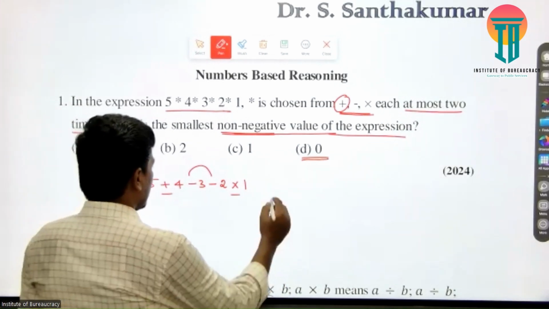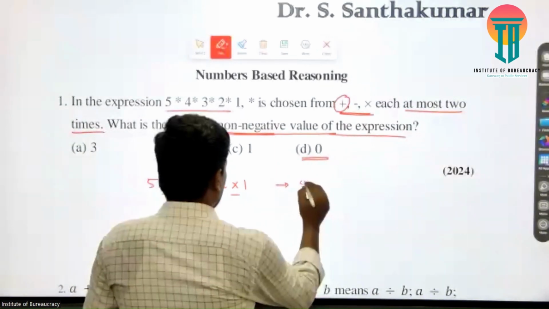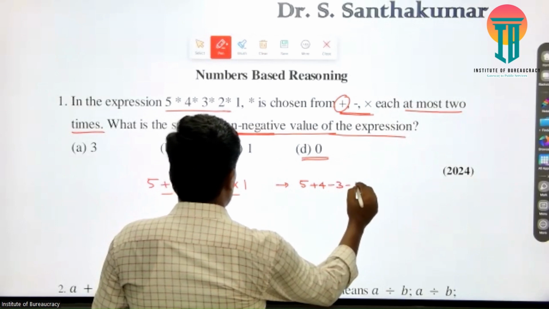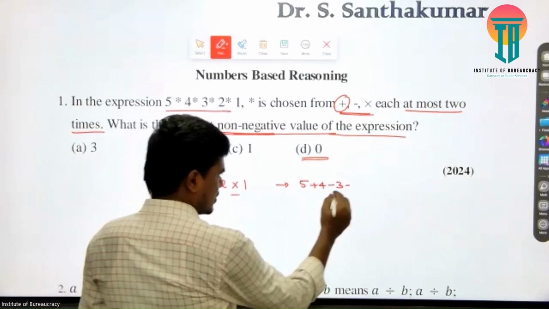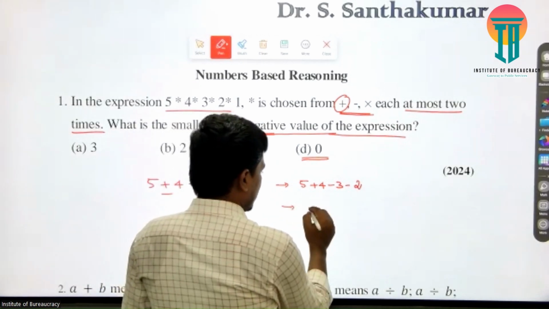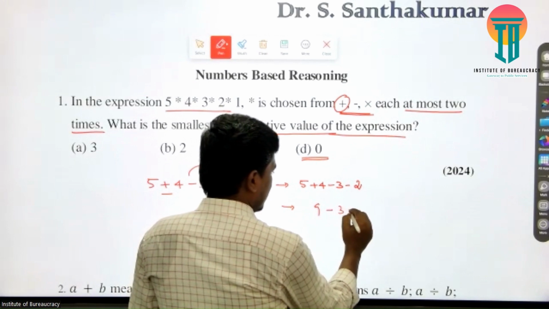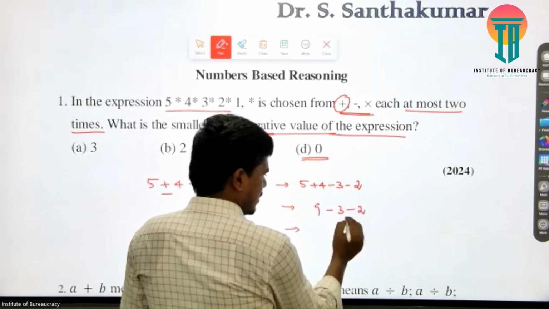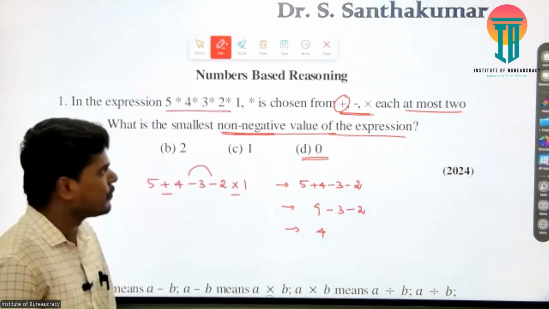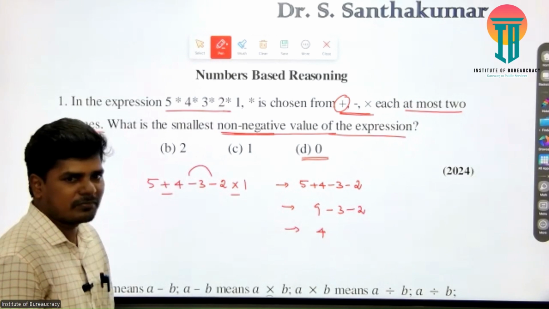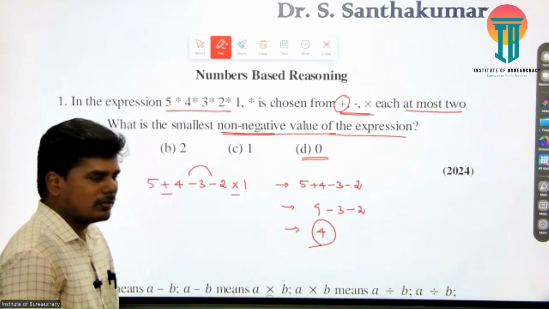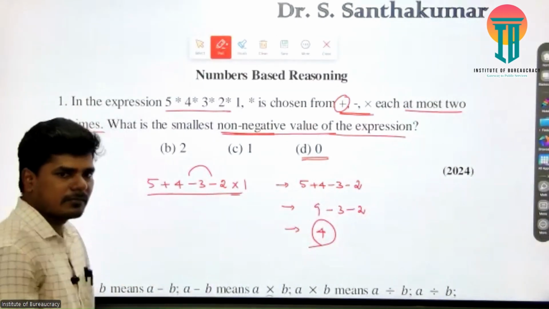Subtraction. So what is that I'll be getting? So this I'll get 5 plus 4 minus 3 minus 2 into 1 is what? 2. Now I have to add next. So it is going to be what? 9 minus 3 minus 2. So what is that I'm getting? 4 I'm getting. Next subtraction. 9 minus 5, it is going to be 4. 4 is not there in the answer. Okay. So this is not the least value we can get. This is like one of the possibility.